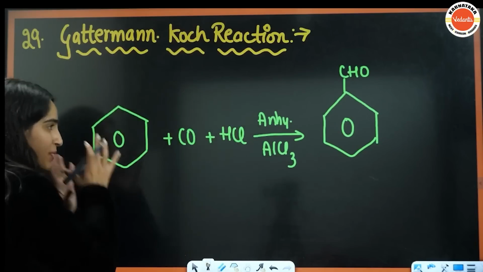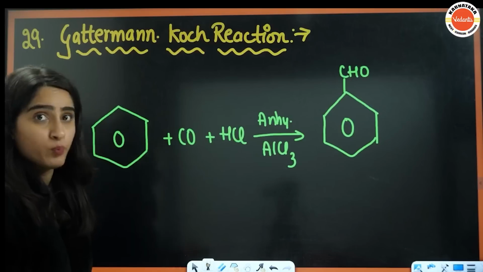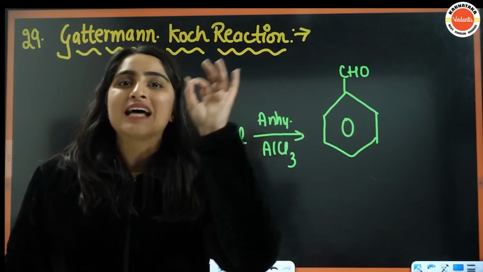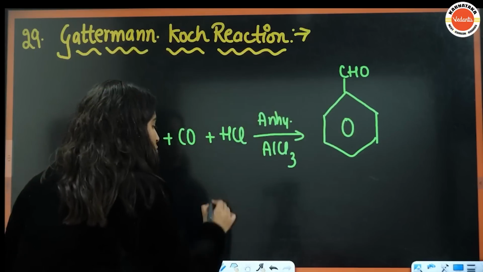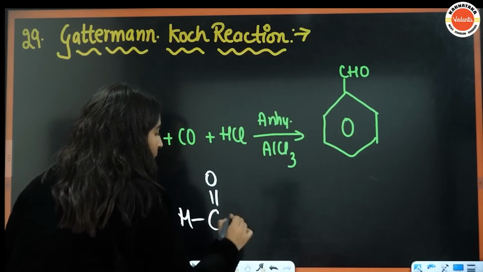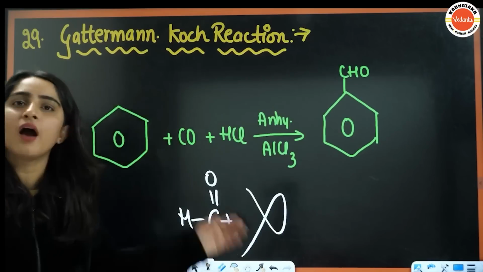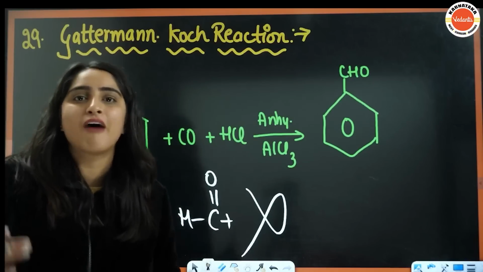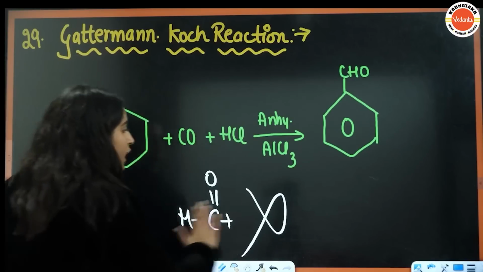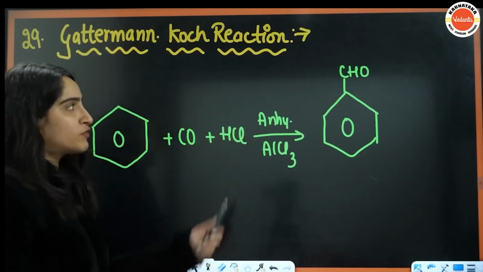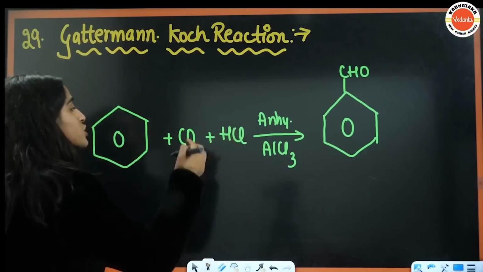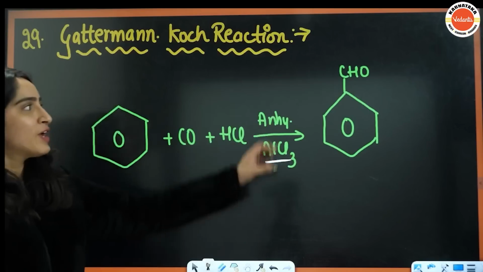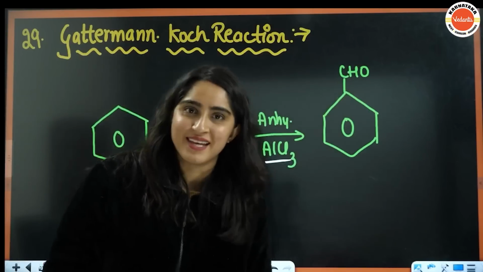In this we have benzene. Otherwise we used to use Friedel-Crafts acylation, but this group is not very stable. This particular group is not stable, it is a very unstable species. So we cannot use Friedel-Crafts acylation here. Instead, this is the preparation method of this particular unstable group. Here we have used carbon monoxide, HCl, anhydrous AlCl3, and we get the CHO group on the benzene ring.